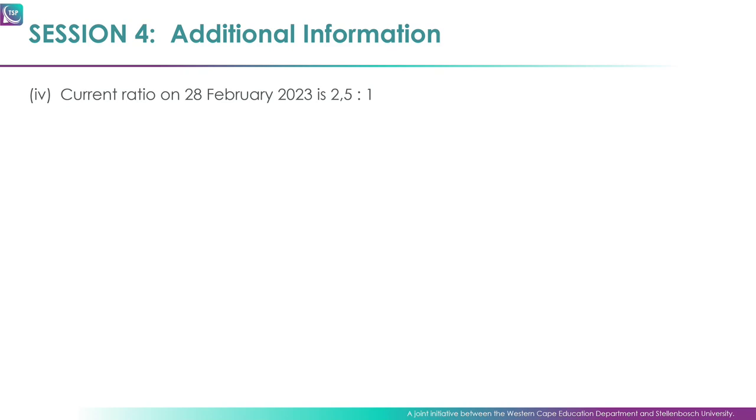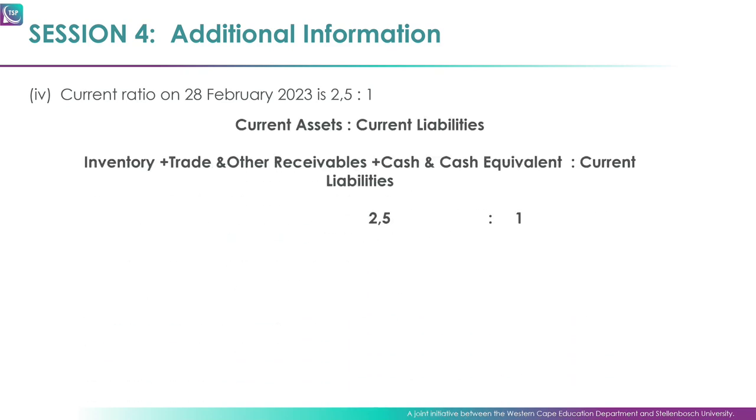Right, then we have additional information: the current ratio on the 28th of February 2023 is 2,5 to 1. And what does that mean exactly? If you're looking at your current assets and comparing it to your current liabilities, we have inventory plus your trade and other receivables plus any cash and cash equivalents that will be compared to our current liabilities. So what they're trying to show us now is that we have the answer given, it's 2,5 to 1. And what does that mean? It means that our current assets are 2,5 times greater than every one current liability.